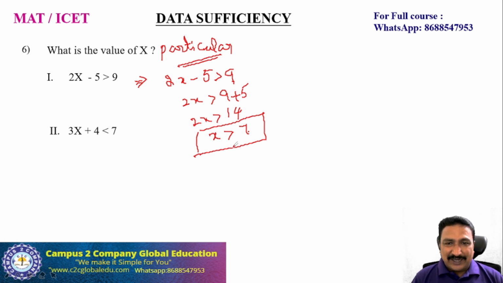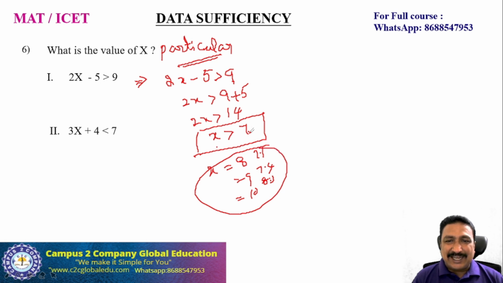X greater than 7 means we cannot say the exact value of x. Why? Because x may be 8 or x may be 9, x may be 10 or x may be 7.1 or 7.4 or 8.3. So you will get different values by looking at this inequality, x is greater than 7. So that's why we cannot say the exact value of x from the first statement alone. So we can eliminate choice A. So the first statement is not sufficient.